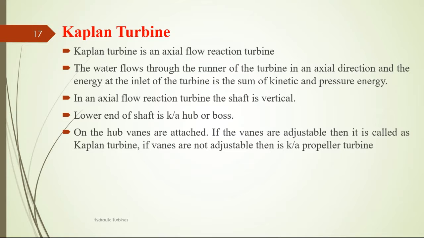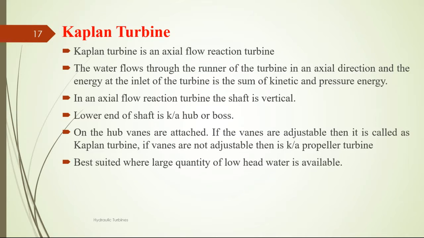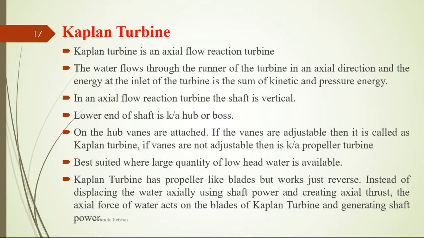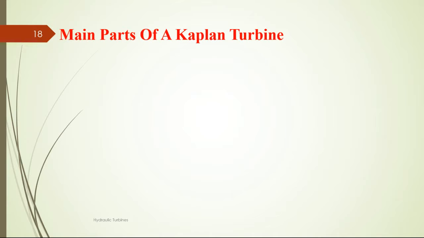If the vanes are adjustable, then it is called a Kaplan turbine, and if the vanes are not adjustable, then it is called a propeller turbine. It is best suited where a large quantity of low head water is available. Kaplan turbine has propeller-like blades but works in reverse. Instead of displacing the water axially using shaft power and creating axial thrust, the axial force of water acts on the blades of the Kaplan turbine, generating shaft power.